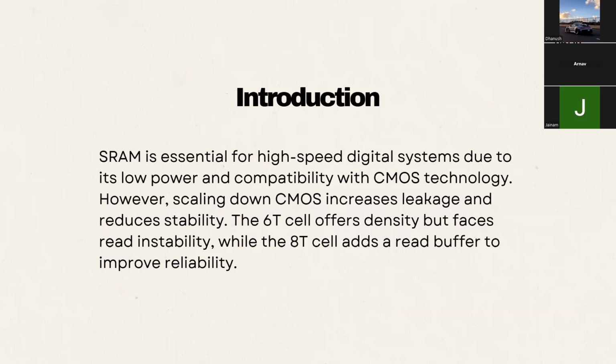The 6T SRAM cell has been the most commonly used design due to its high density and simple structure. However, it suffers from read instability, especially at lower voltages. On the other hand, 8T SRAM cells add two extra transistors, forming a read buffer that isolates the storage node from the bit line during reading. This improves the read stability and ensures that the stored data is not disturbed during read operations, which makes the 8T cell more reliable for low voltage operations.